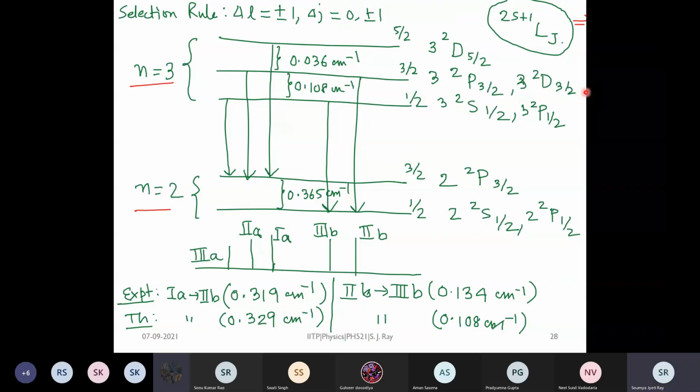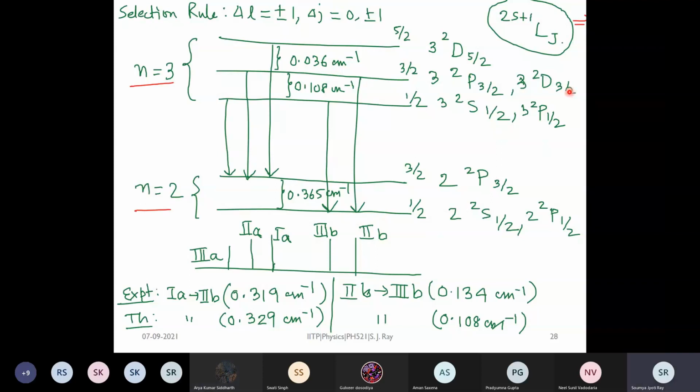Hello, sir. Yes. Sir, in the top, why is there a 2D 3 by 2? Can you tell me where? Here? Yes, on the right. The line below that. Okay, D3 by 2. Yes, sir. You're talking about this one, right? Yes, sir.